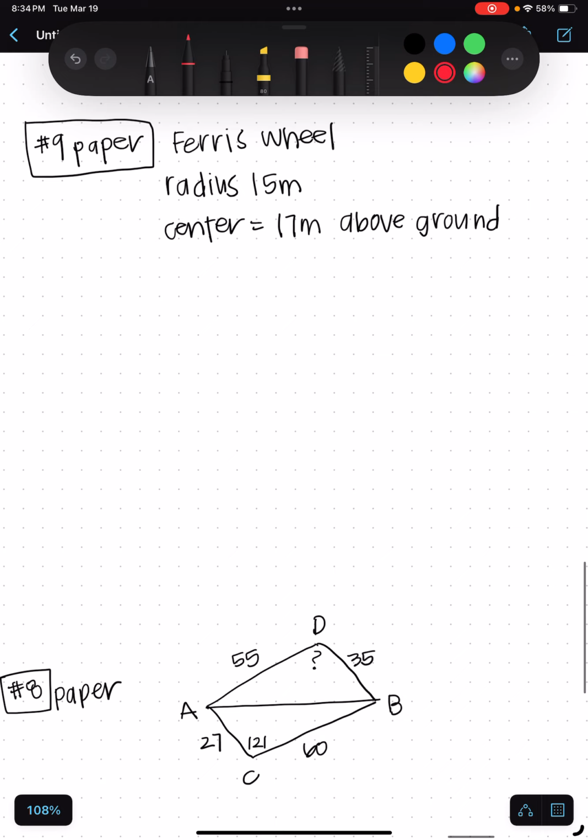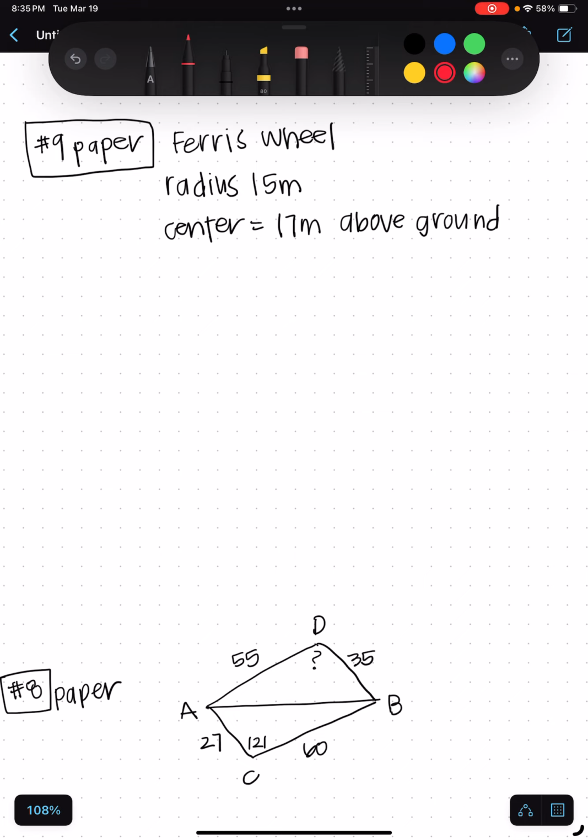The first one I'm going to talk about is number 9, which is the Ferris wheel. It's actually a little bit easier than the other one, or at least I thought it was. I didn't draw a picture of the Ferris wheel, but it tells us that the radius of the Ferris wheel is 15 meters and the center is 17 meters above the ground. So basically the entire thing is raised 2 meters off the ground. And it's asking how many meters above the ground is the point indicated by the arrow.